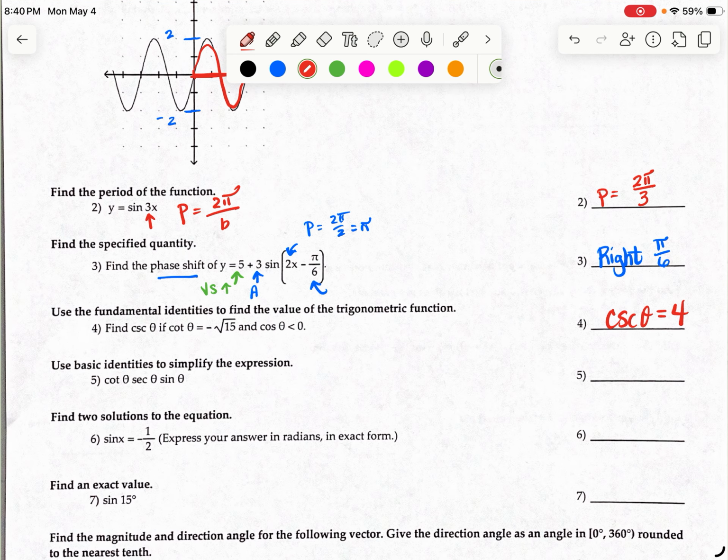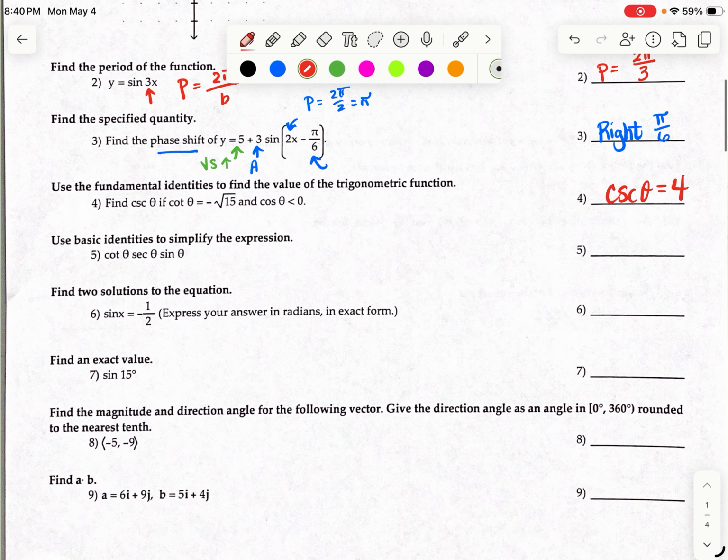That was fun. Number 5, you have to simplify the expression. I'm just going to do this one right here. This one's really short. I'm going to turn everything into terms of sine and cosine. Again, you hopefully have your identity sheets. I would suggest locating that.